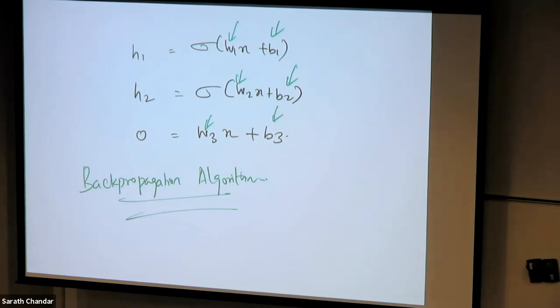Okay. Now, yeah, there was a question. For example, for H2, why is it W2 of X? Oh, sorry, it's a mistake. H1, sorry. H1, H2. I think that even the note has this mistake.